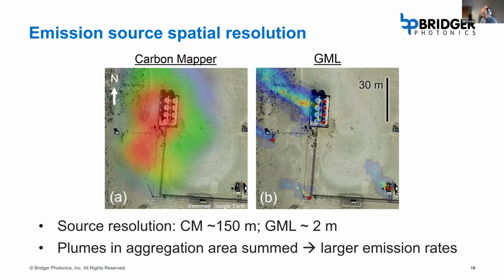Now, this source resolution is pretty significant in terms of comparing distributions, because plumes in an aggregation area, and Carbon Mapper used an aggregation area of 150 meters, are going to sum up, and those are going to give us larger emission rates than if we had looked at those individual plumes, as shown in the GML picture. So this is something that we're going to have to consider, and we'll be really clear about which aggregation we're using in the results.